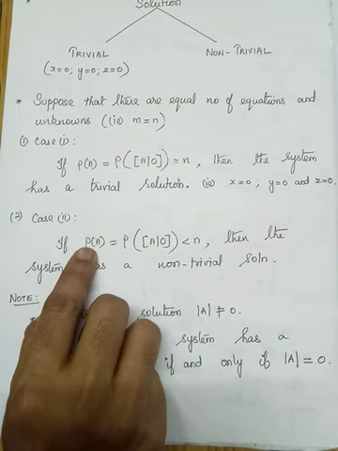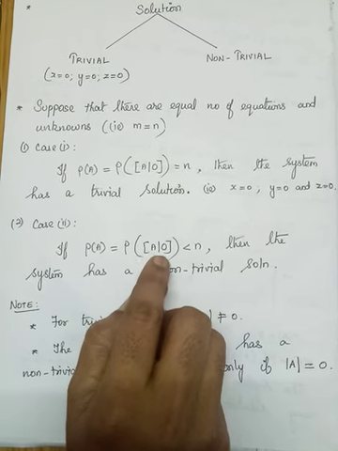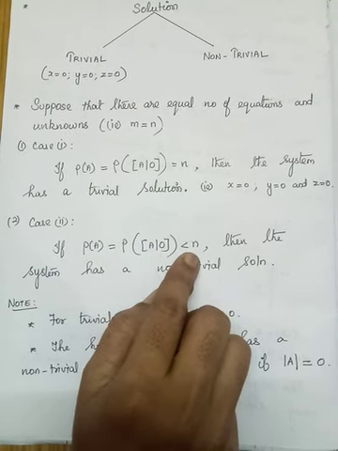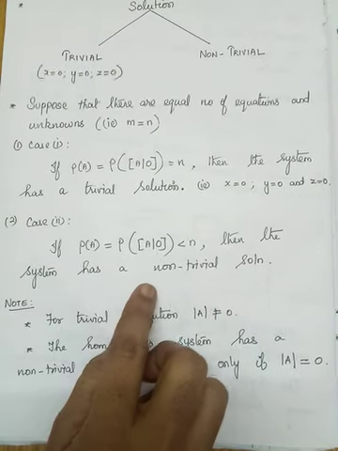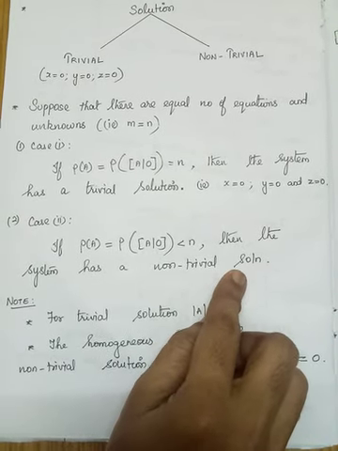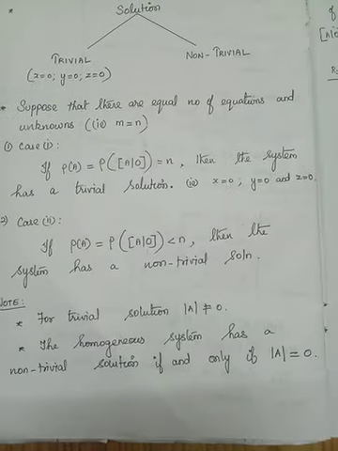The next one, case 2: if rank of A is equal to rank of [A|0] and is less than n, the system has a non-trivial solution. The system has a non-trivial solution. We'll see the exercise problem.